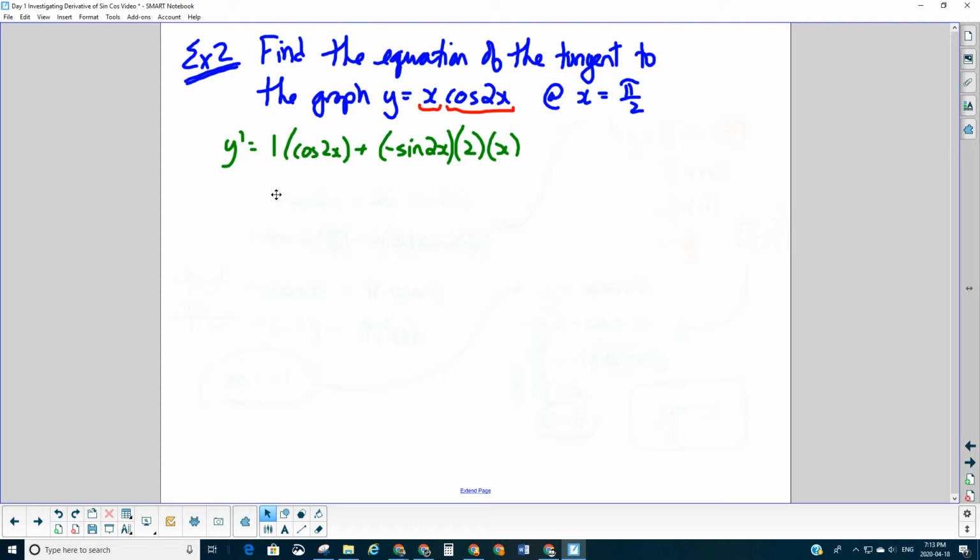Okay, we tidy this up a bit. Of course, that's just 1 times cos 2x, that's that. This positive and negative could become a negative. Bring the 2x out front. We get negative 2x sine 2x.